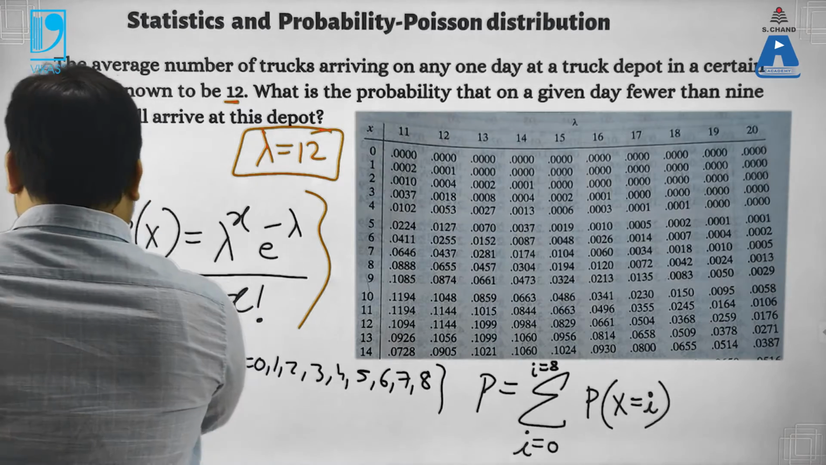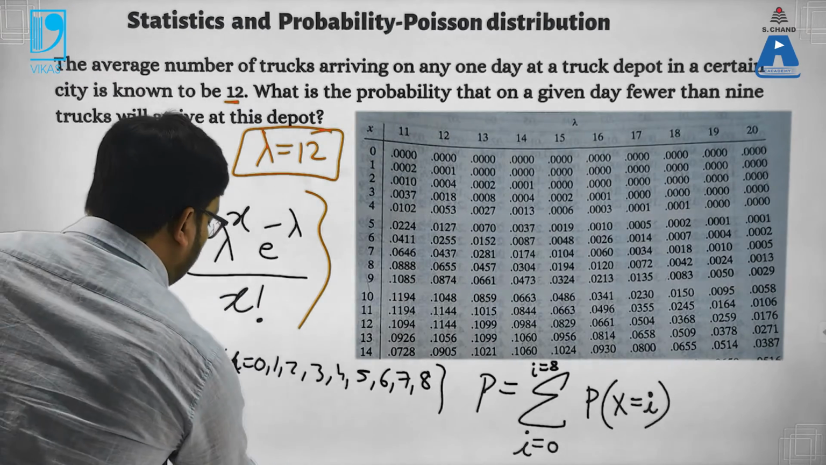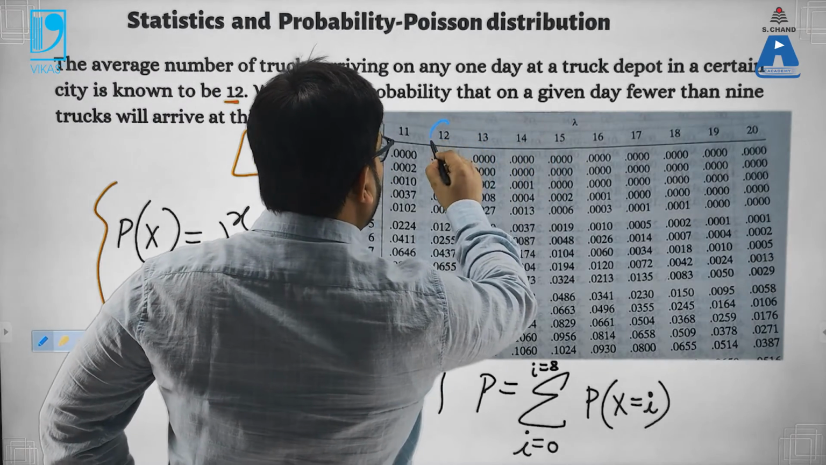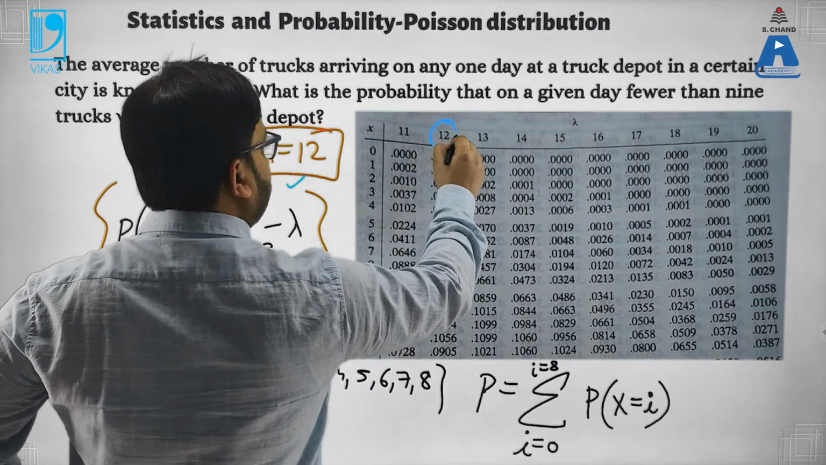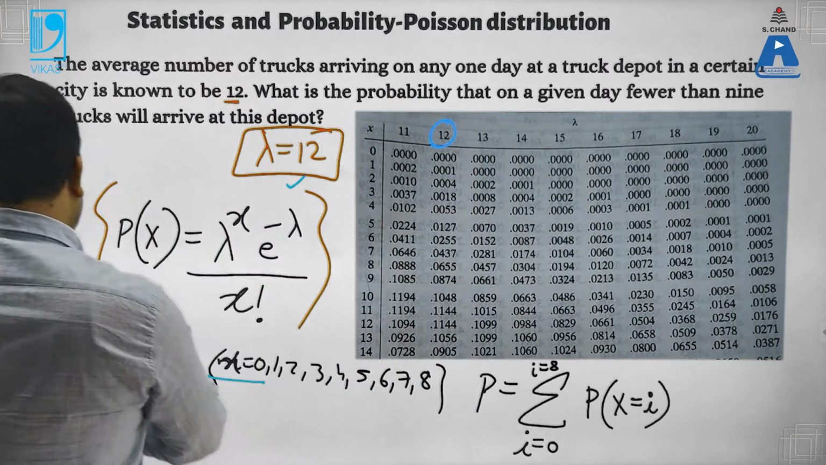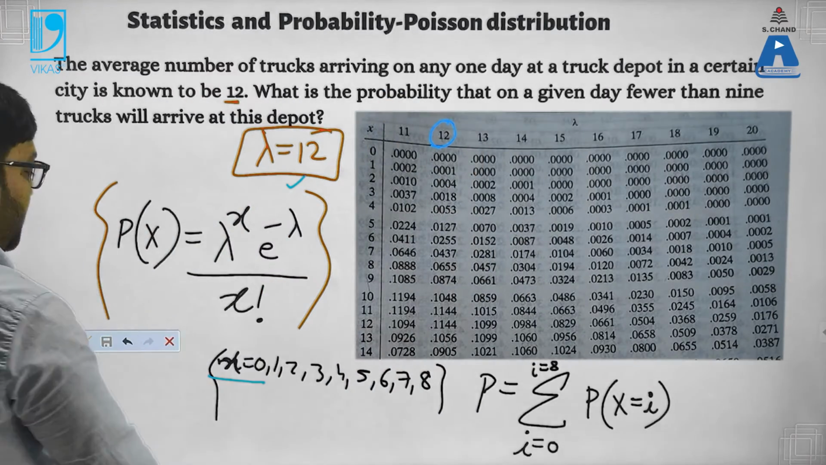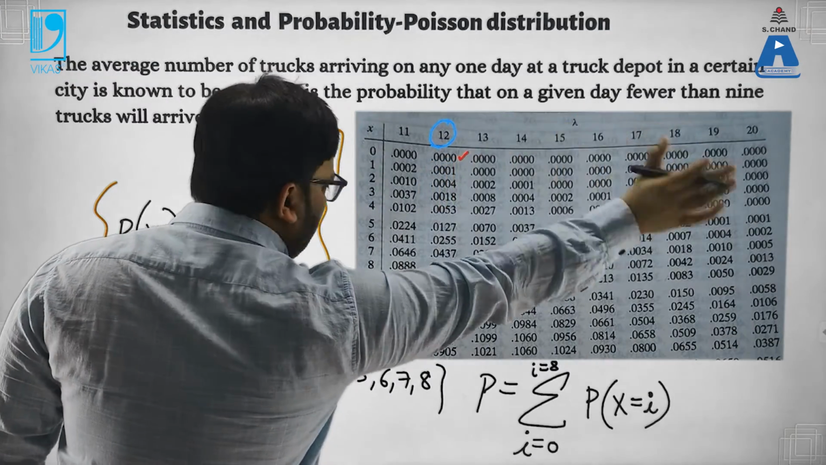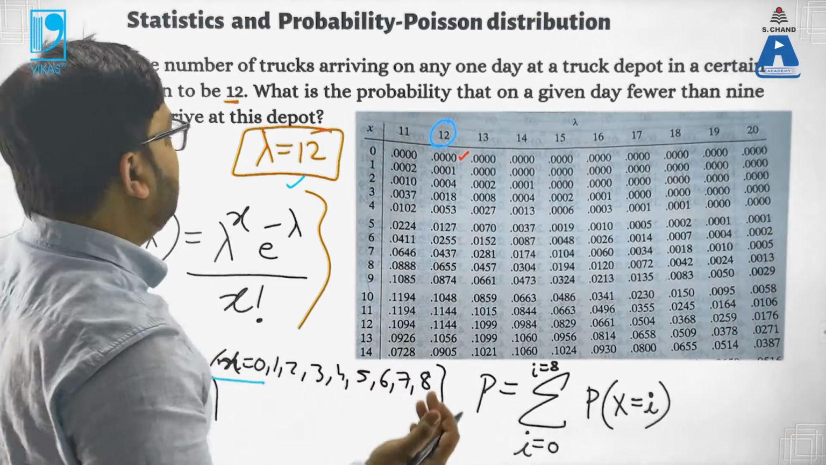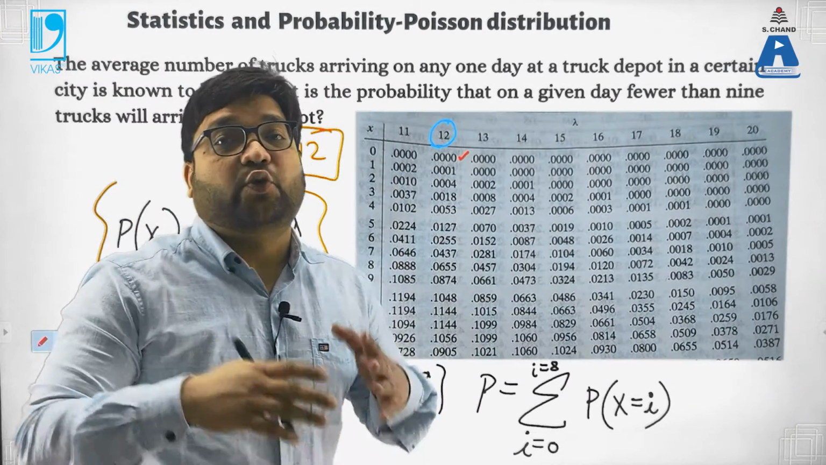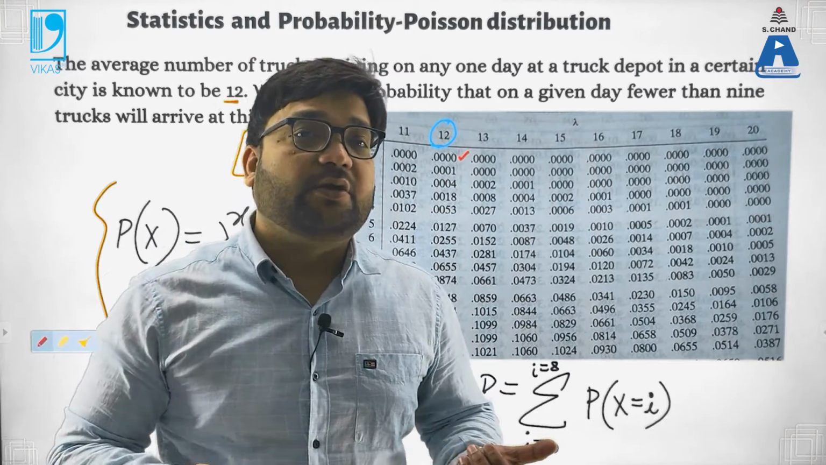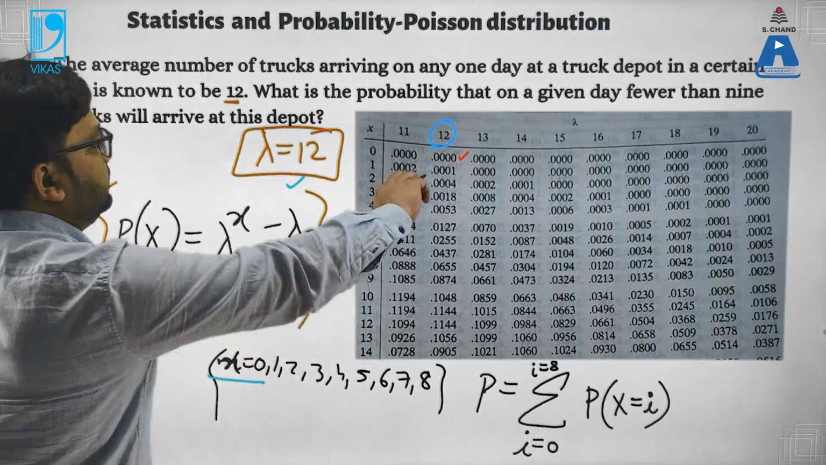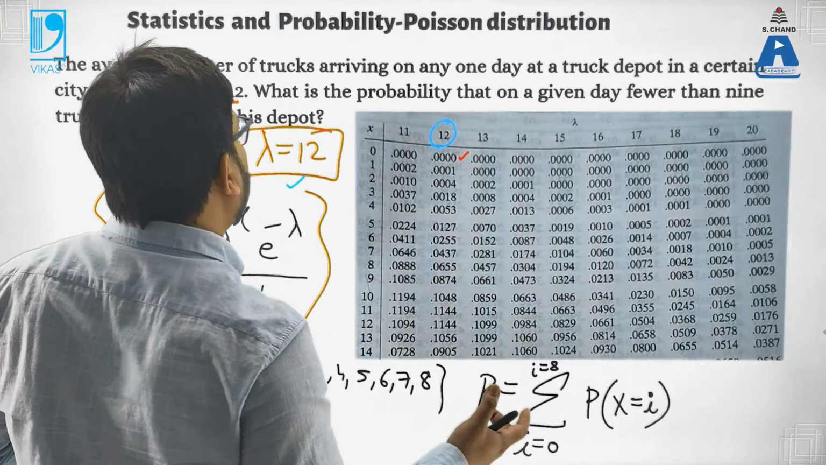For example, for x is equal to 0, lambda is 12, so we'll have to look in this column. This is the column of 12. For x is equal to 0, the value is 0. So almost there is no chance of no truck arriving. If 12 trucks arrive on an average, there's almost no chance that no truck will arrive, until special circumstances are there, of course.